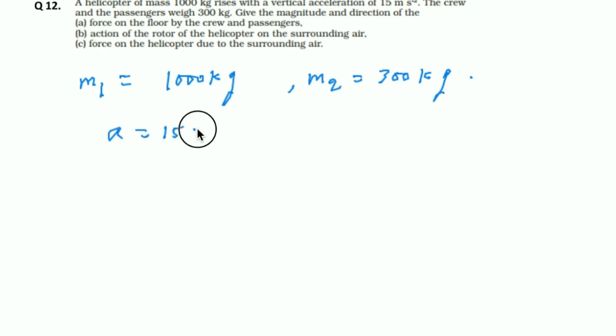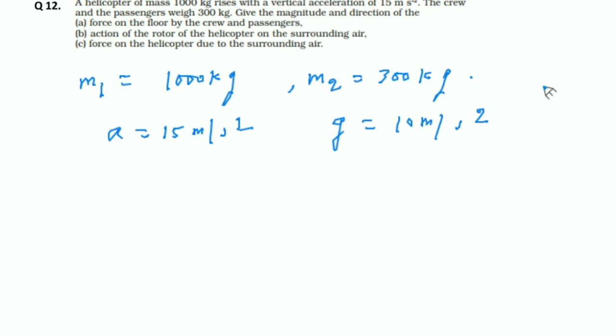A helicopter of mass 1000 kg rises with a vertical acceleration of 15 meter per second square. The crew and the passengers weigh 300 kg. Give the magnitude and direction of the force on the floor by the crew and passengers. So the mass of the helicopter is given as m1, that is 1000 kg. The mass of the crew is given as 300 kg. The acceleration of the helicopter is given as 15 meter per second square, and g, suppose, is 10 meter per second square. So directly you can write here.